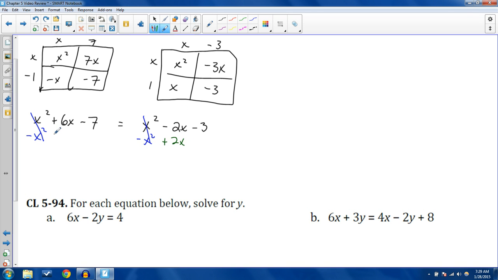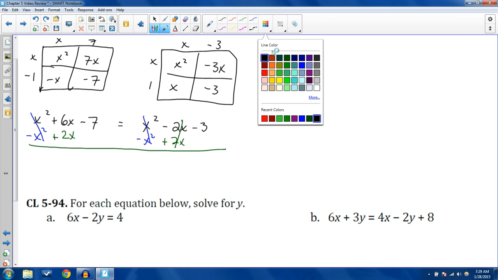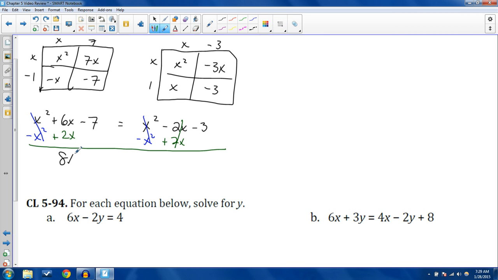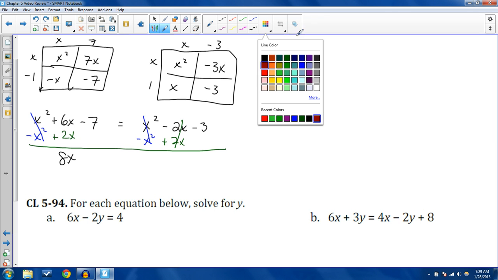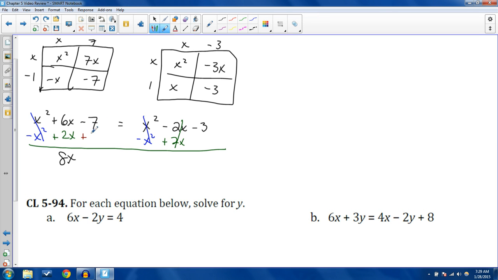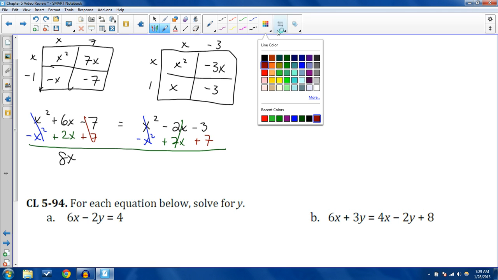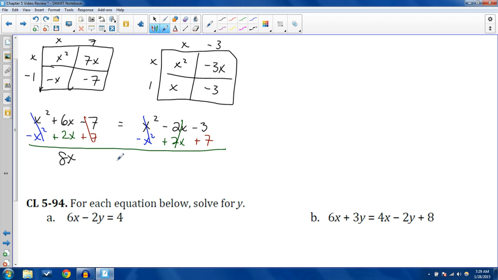So let's isolate these guys. Let's add 2 x's over here. So I have, boom, cancels out there. 6x plus 2x now becomes 8x. So I have 8x on this side. Now I also have to take care of my negative 7 over here. Add 7, and this goes away. And then on this side, negative 3 plus 7, which is 7 minus 3, which is 4. So 8x equals 4. Divide by 8 on both sides.